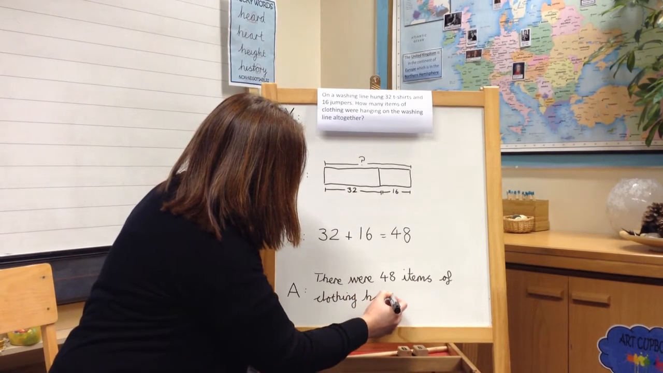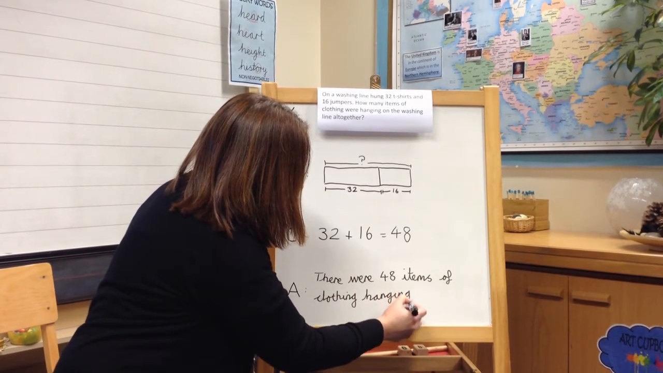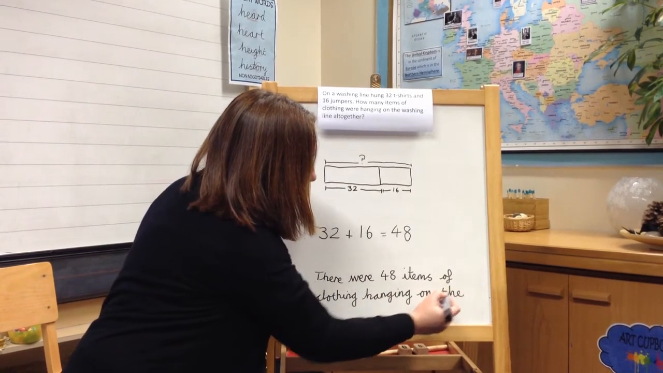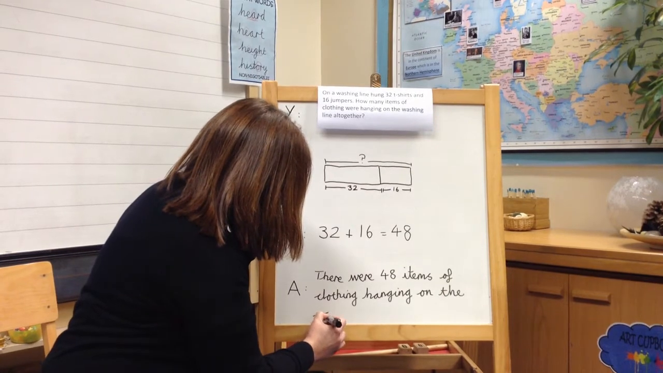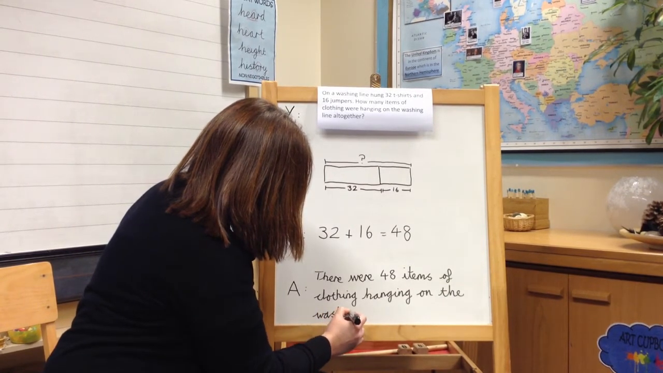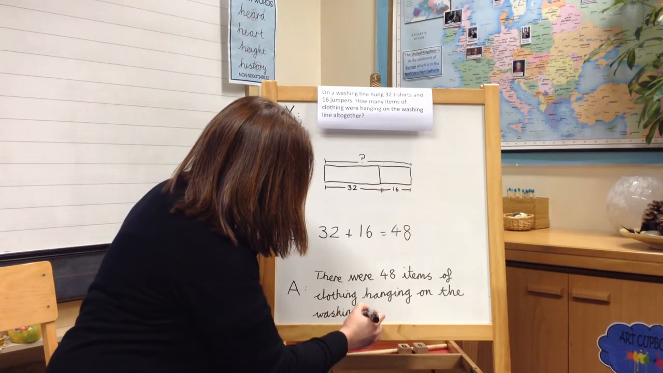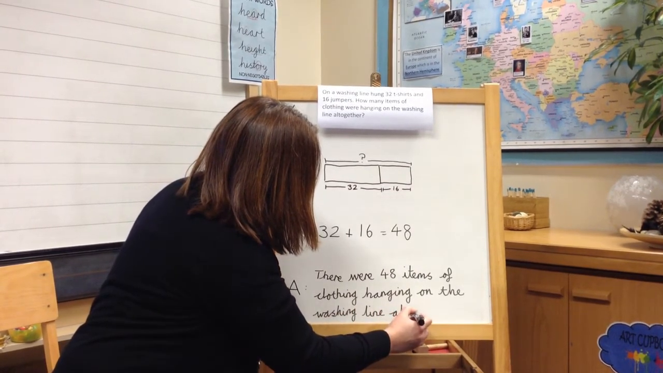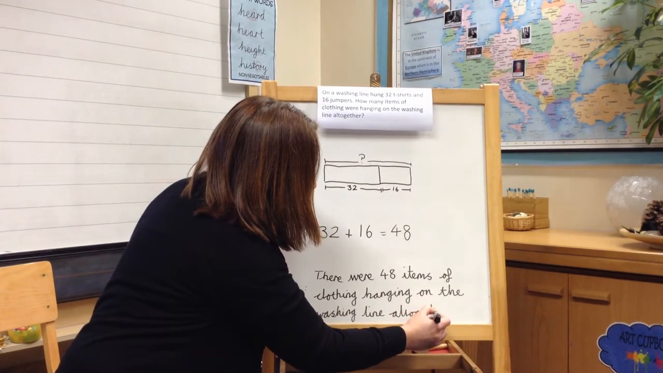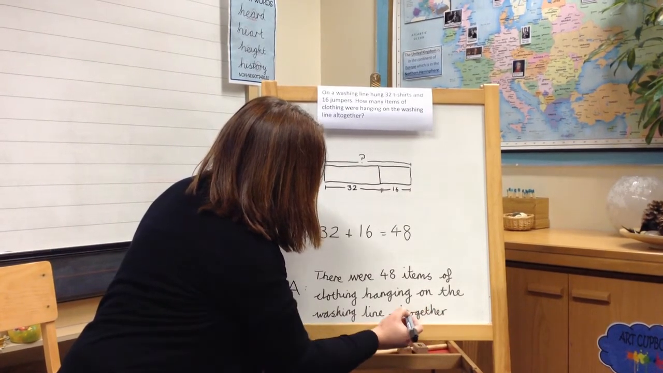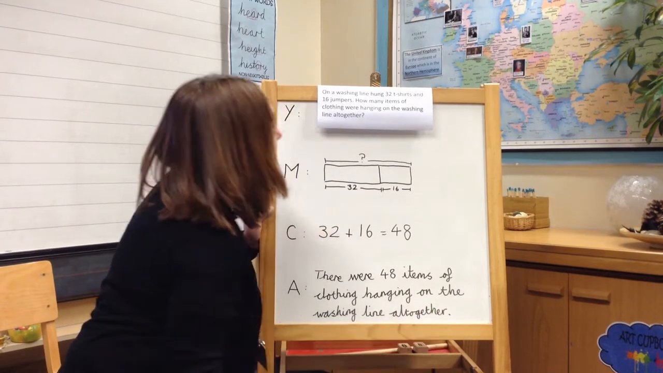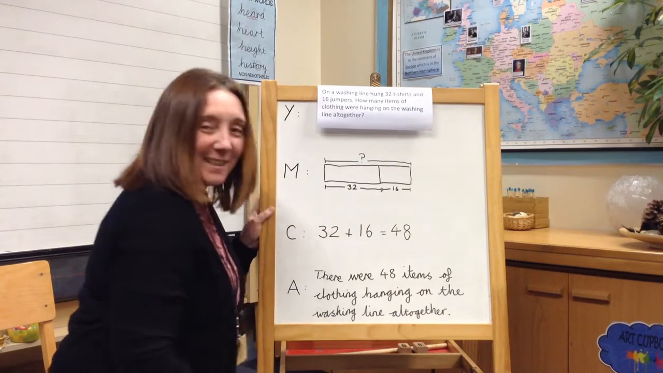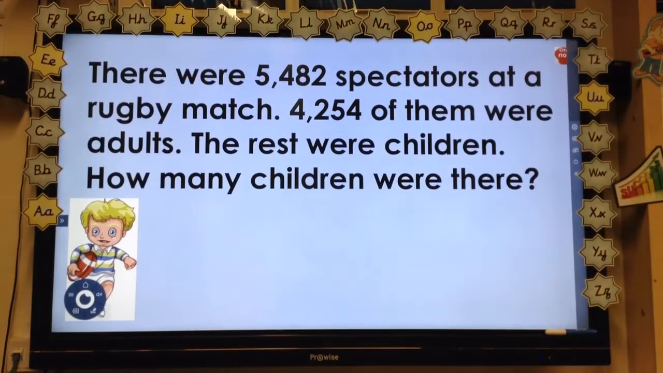Hanging on the washing line all together. Any words that you're finding tricky to spell, look back in the problem because they will probably be there. Like the word all together. All together. Let's do another one.